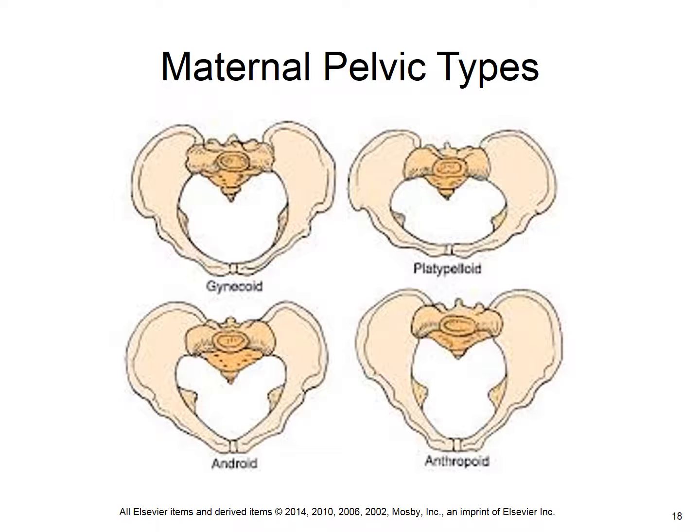There are 4 general pelvic types in women. The gynecoid pelvis is the most common. Over 50% of women have this type of pelvis, which is good because it's also the most roomy and allows for a baby to pass relatively easily. The other pelvic types, android, anthropoid, or platypelloid, are less common and, depending on the size of the baby, may not allow the mom to deliver vaginally.